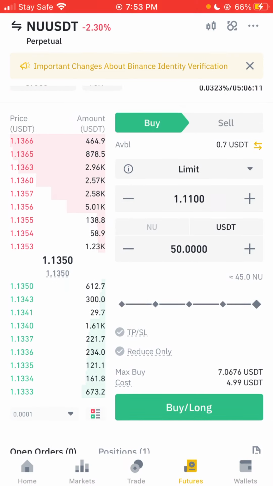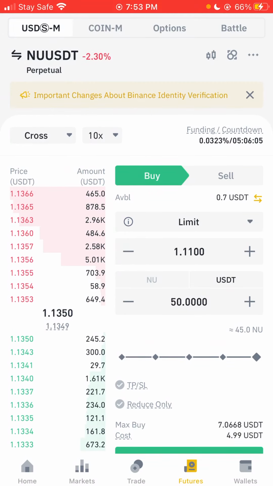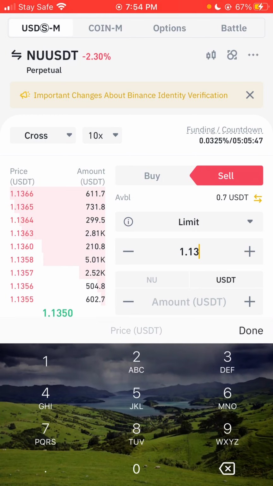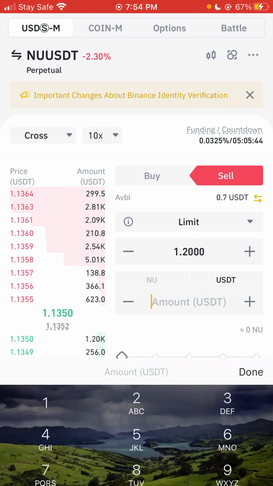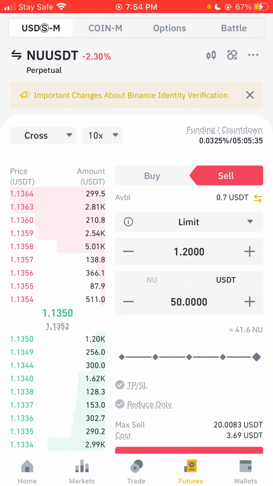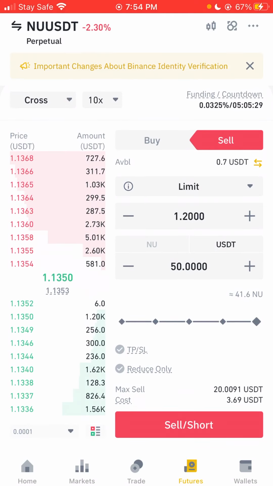Here, let's assume after analyzing your market, you feel that at this point NUUSDT will sell, probably for some time, or you just know this thing will sell. You come to your sell option and you say once NUUSDT gets to $1.2, it will sell. You just come to your sell limit and you tap 1.2. Do you understand? How much USDT do I want to use? I'm having $100 in my account and I'm using 10x, that is $1,000, right? I want to use 50. You place it and you're good to go. So that is for limits.